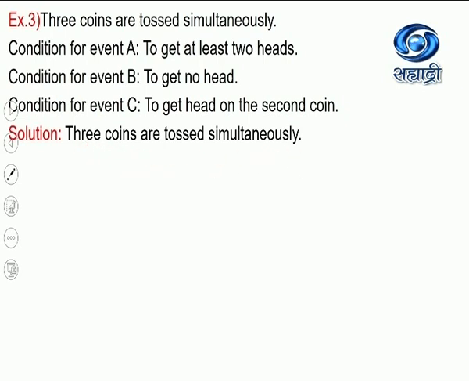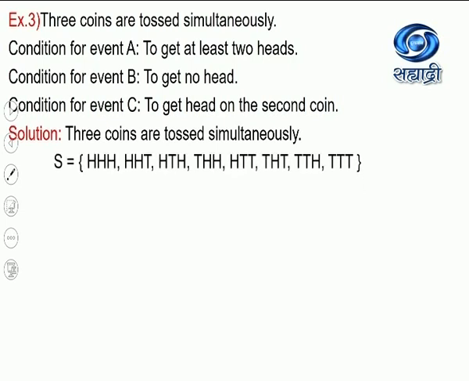3 coins are tossed simultaneously. So first of all, we will write the sample space. Whenever you are writing the sample space, be attentive. So HHH, HHT, HTH, THH, HTT, THT, TTH and TTT. So how many total sample points? 1, 2, 3, 4, 5, 6, 7, 8. Therefore, n(S) is equal to 8.